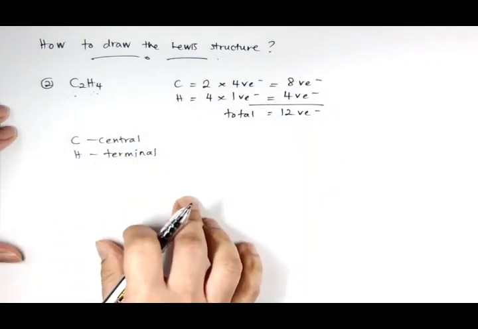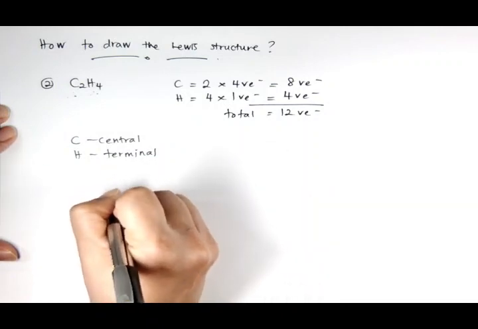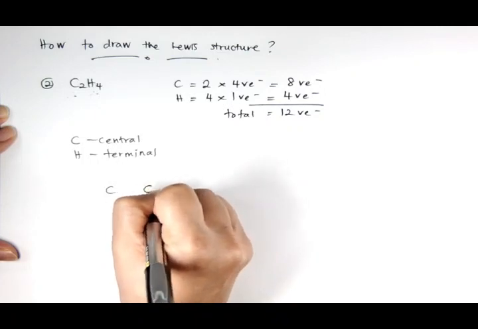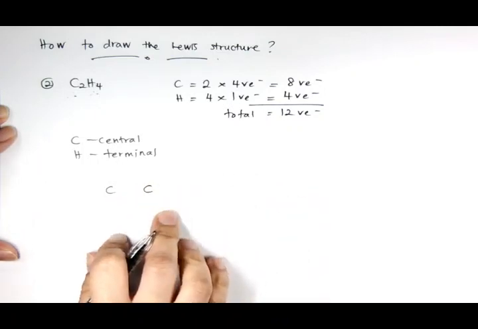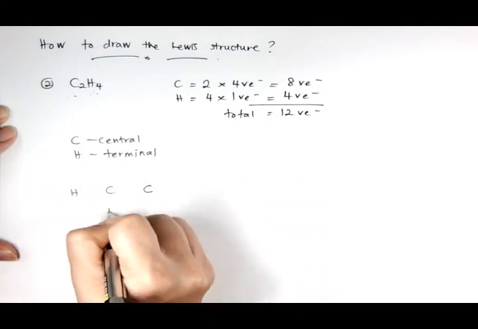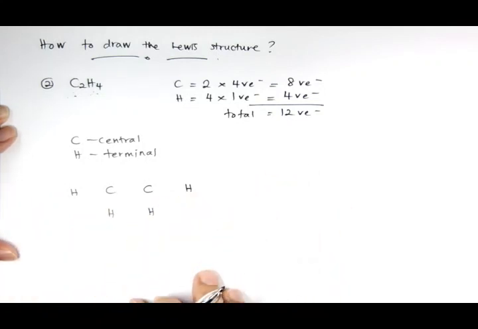So now let's locate each of the atoms as a terminal and a central atom. Carbon is a central atom, so since we have 2 carbons, we have 2 central atoms. They are surrounded by 4 hydrogen atoms, whereas each of the carbons is surrounded with 2 hydrogen atoms. So next is to show the single bond between the carbon and the hydrogen, as well as between the 2 carbons.